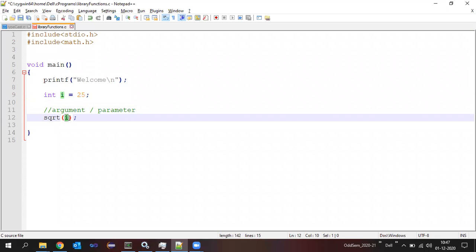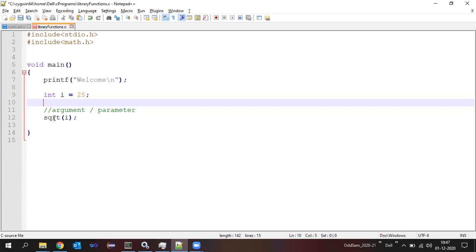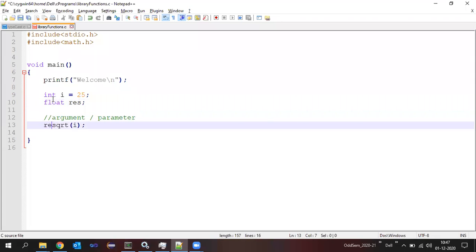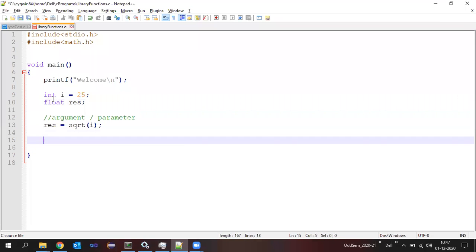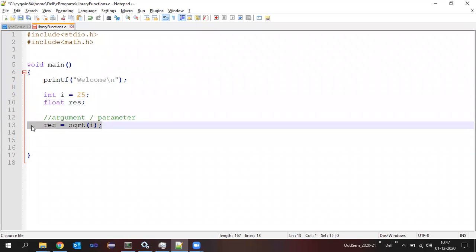The square root of this i value is going to be calculated by this particular function and that value will be stored in another variable. For that purpose, I will declare a float number because sqrt is going to return a floating point number. So float result, float result. Okay, this result equals sqrt of i. Now understand how this statement works.